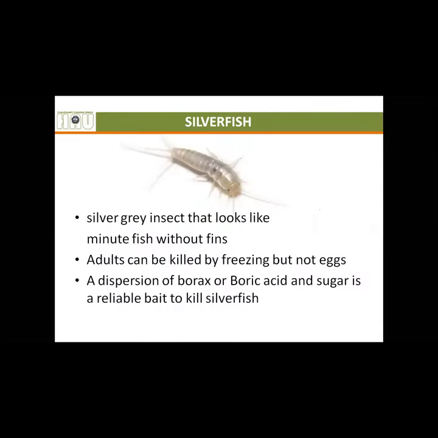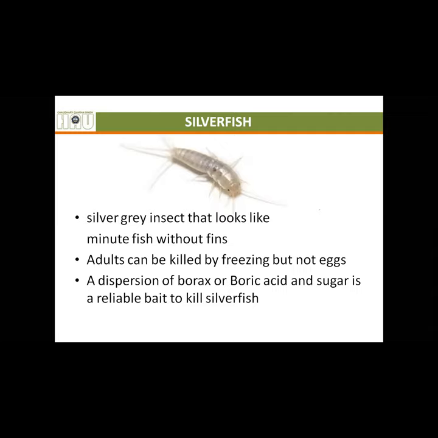Another pest is silverfish. These are silver gray insects that look like minute fish without fins. The silverfish adults can be killed by freezing and something like that, but their eggs you can't kill. And if we have the processing of fruits and vegetables and poultry and other meat products or food products, we apply dispersion of borax or boric acid around all those things, in the surrounding of our food.